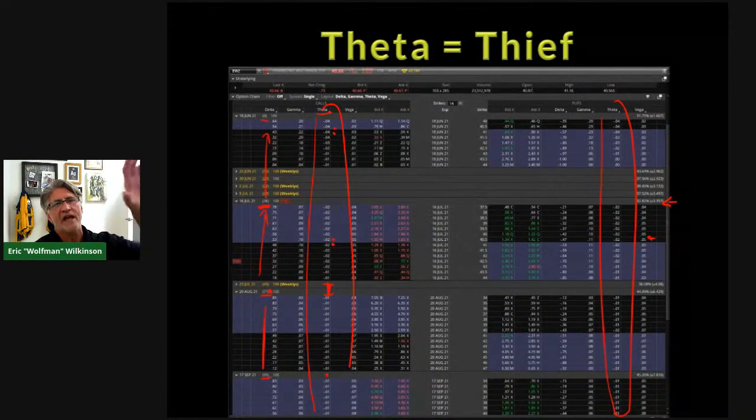So we want to take advantage of theta getting closer to expiration when we sell options. When we notice those options are expensive, we immediately know we need to be right around that 35 days to expiration to take advantage of that theta decay.